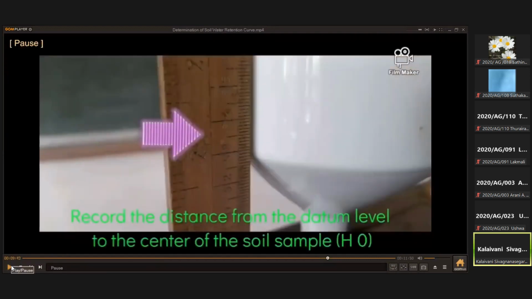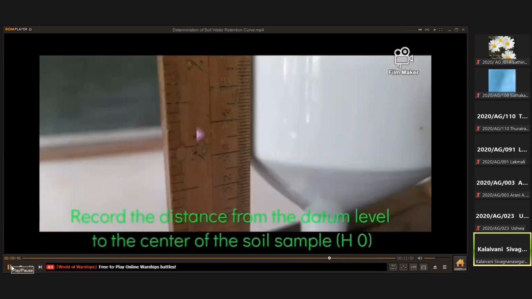Okay, so carefully observe how they are taking the reading. You have to record the distance from the datum level to the center of the soil sample. That means you have to take the height with the center of the Buchner funnel. Here we are just taking the heights.